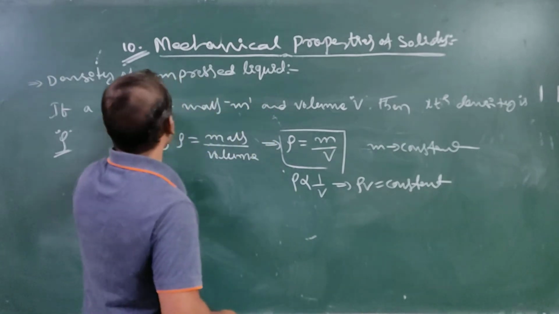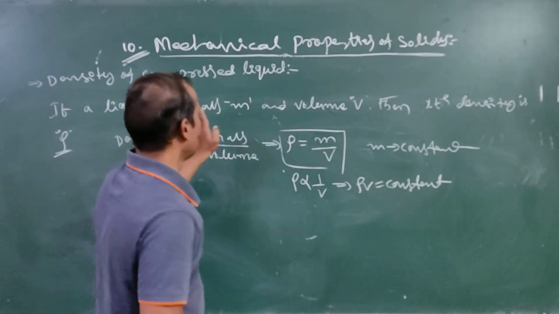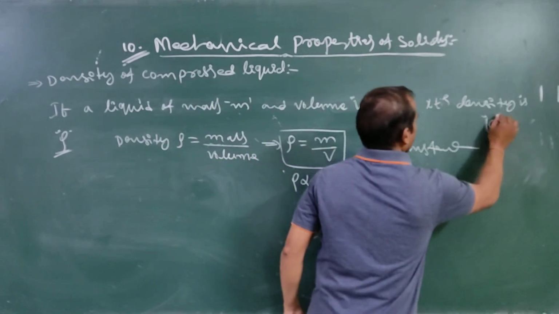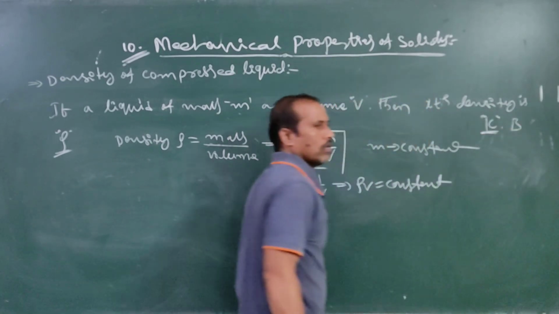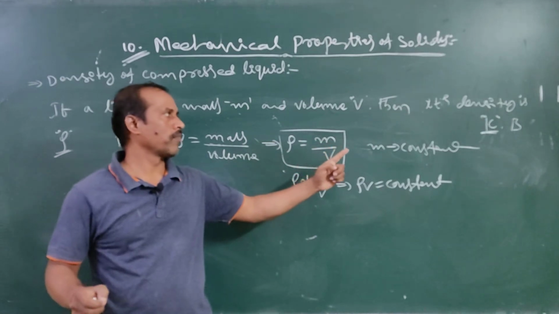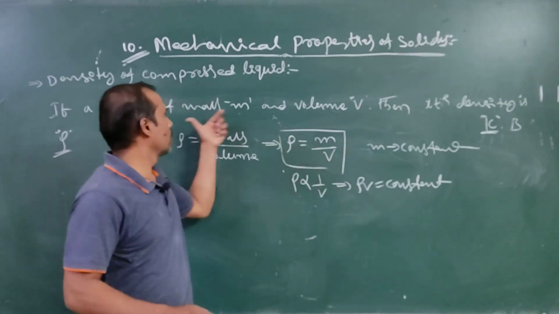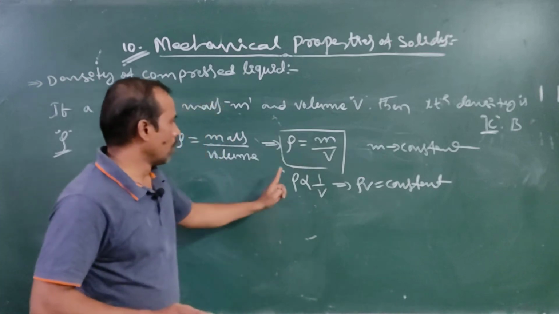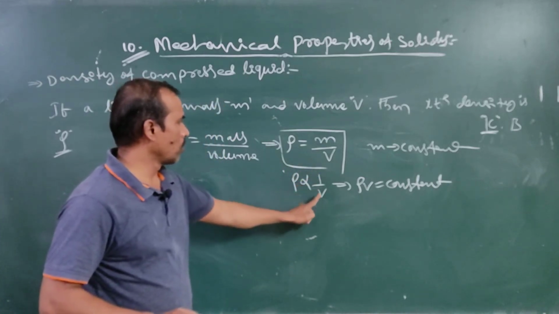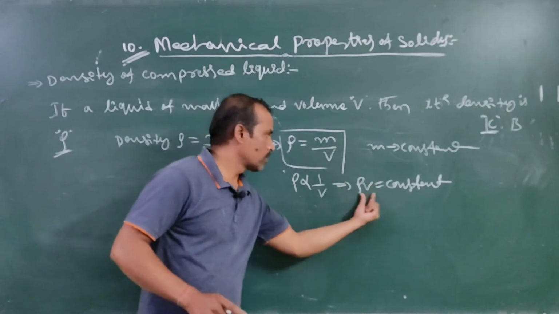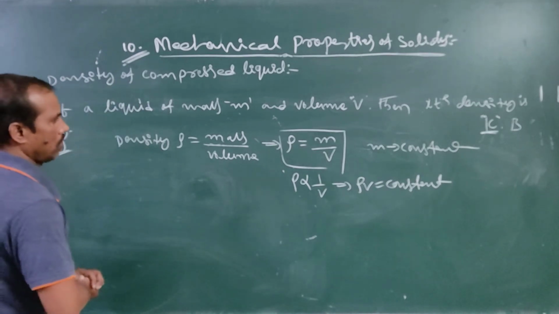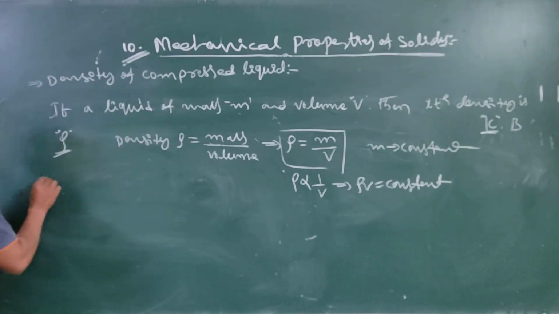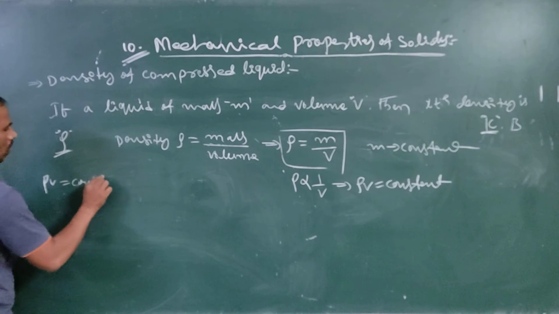Here the bulk modulus of this liquid, for example K, compressibility K and bulk modulus B. Compressibility K and B means bulk modulus of the given liquid. Now rho is inversely proportional to 1 by V, so rho V is equal to constant. Differentiating this equation on both sides.